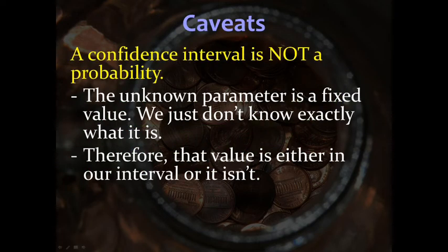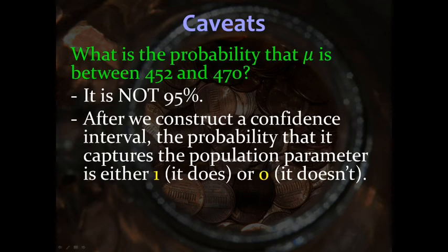Now, a confidence interval is not a probability. The unknown parameter is a fixed value. We just don't know exactly what it is. So the value is actually going to either be in our interval or it's not. It's not 50% or 95%. It's either 0 or 1. So what's the probability that mu is between 452 and 470? It is not 95%. After you construct the confidence interval, there are only two possible outcomes. Either the population parameter is captured, which means the probability is 1, or it's not, which means the probability is 0.